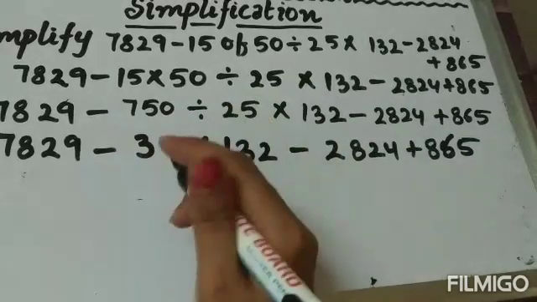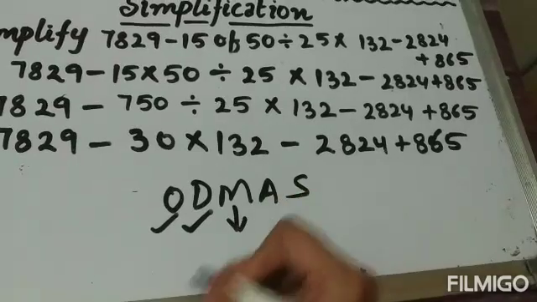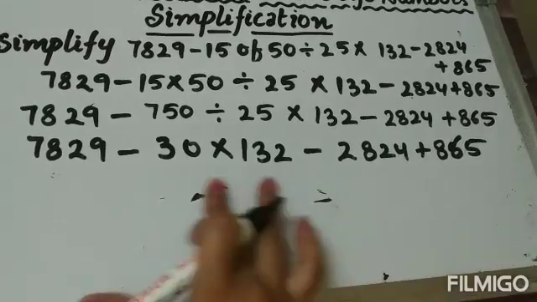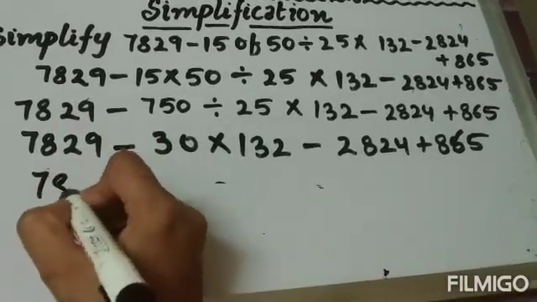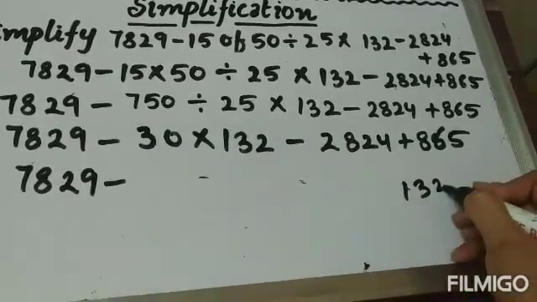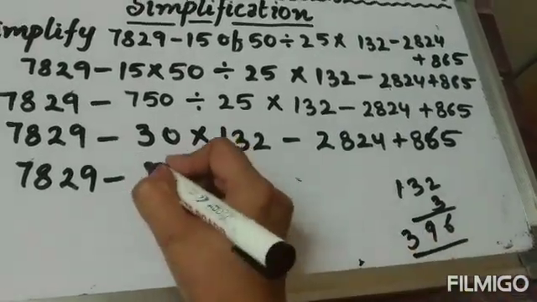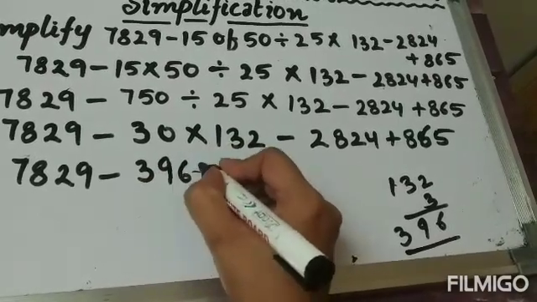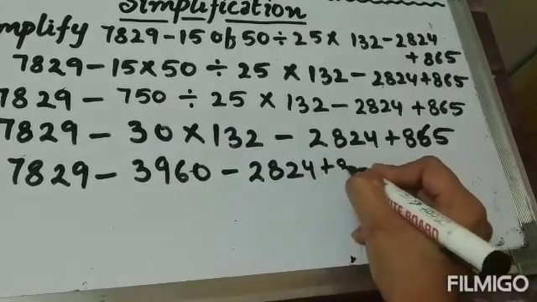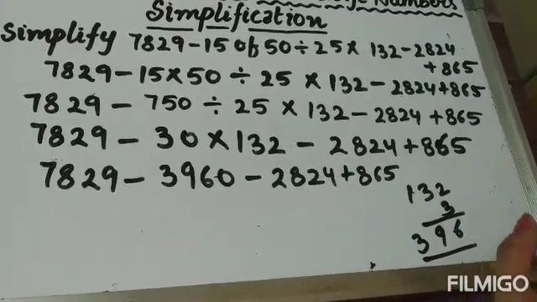750 divided by 25. Now ODMAS. O is done, D is done. Now it is the turn of M, which means we will do multiplication in the third step. So this will be 7829 minus 132 multiplied by 30. 132 multiplied by 3 is 3 2s are 6, 3 3s are 9, 3 1s are 3. So this will be 3960 minus 2824 plus 865.